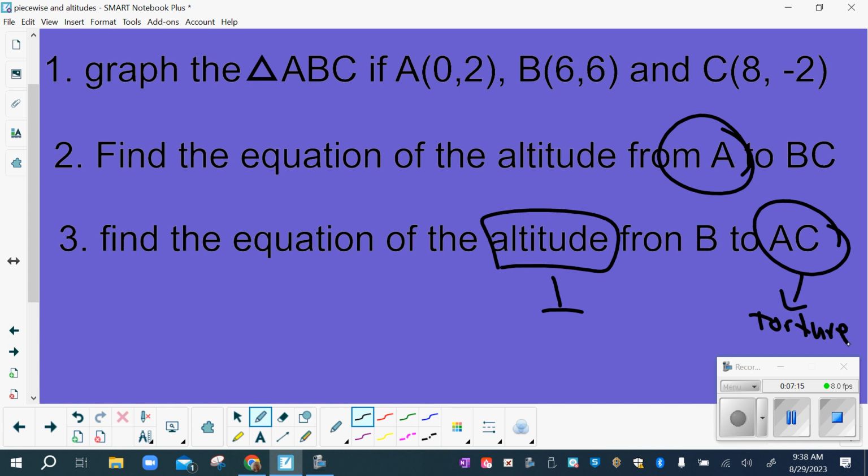Try this one on your own. Let's see if you can do it. This is tricky. This is big stuff. I'm impressed with you.